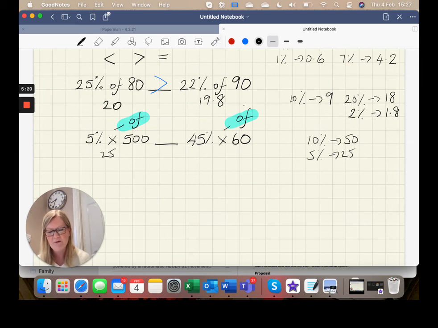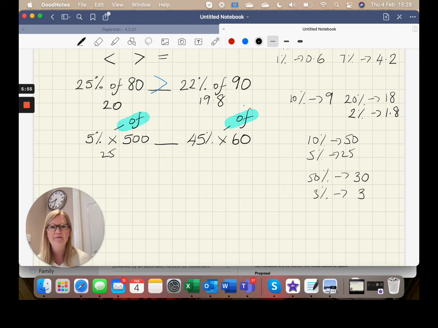Now this one, 45% of 60. Now I'm going to think about the most efficient way of calculating 45%. It's very close to 50. It's 50% minus 5%, isn't it? Well, 50% is really easy to calculate. 50% of 60 is half of 60, is 30. And if I know 50%, I can work out 5% by dividing by 10. So 5% is worth 3.